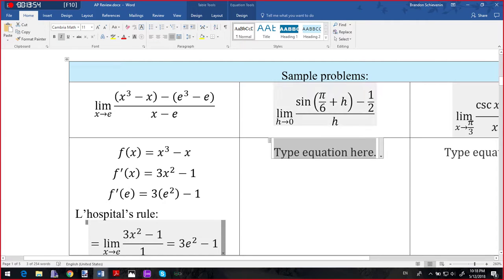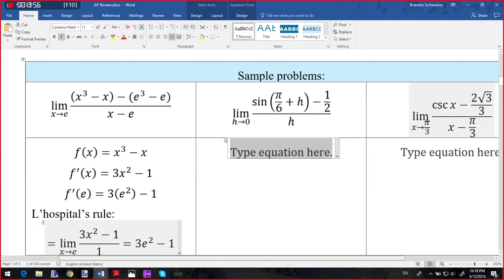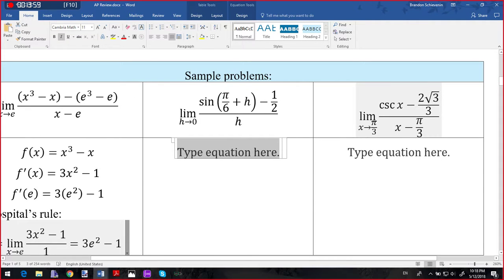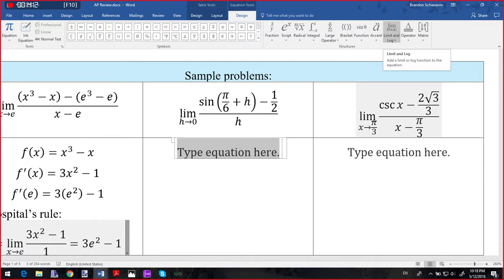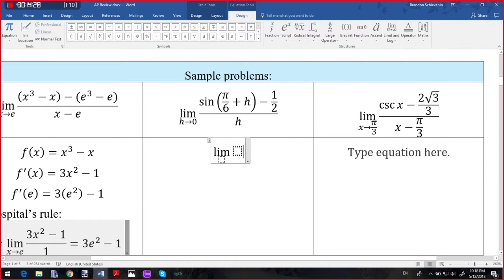What about this one? So I've got the sine of pi over 6 plus h, minus 1/2, over h. We're taking the limit as h approaches 0. So you need to find the x value. Okay, I need to find the x value. If this is the formal definition of a derivative, what would the x value have to be? Pi over 6. Okay, so I'm just going to check and make sure this works.